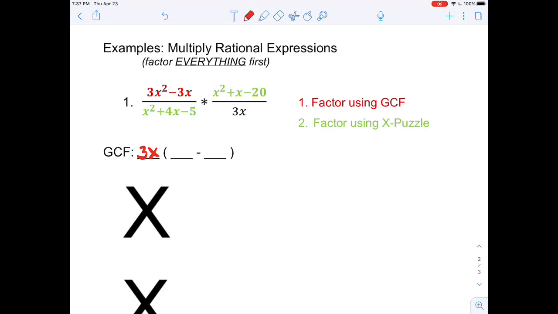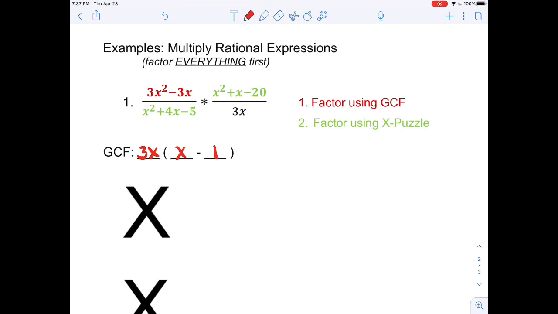So if I take 3x squared and divide by 3x, I'm left with x. And if I take negative 3x and divide by 3x, I'm left with a negative 1. x minus 1 is a factor. There's nothing else we can do with that, so we're done.